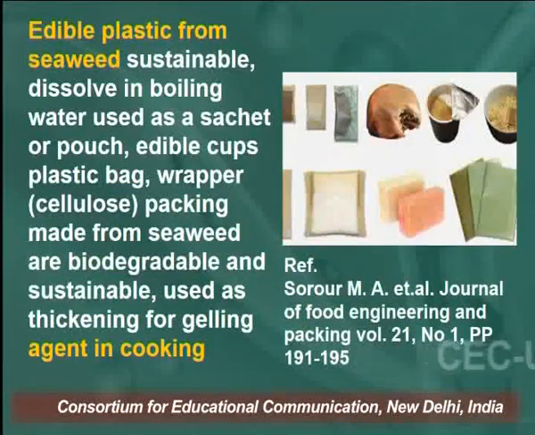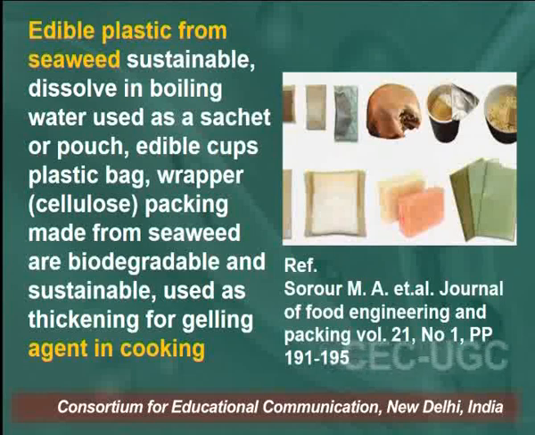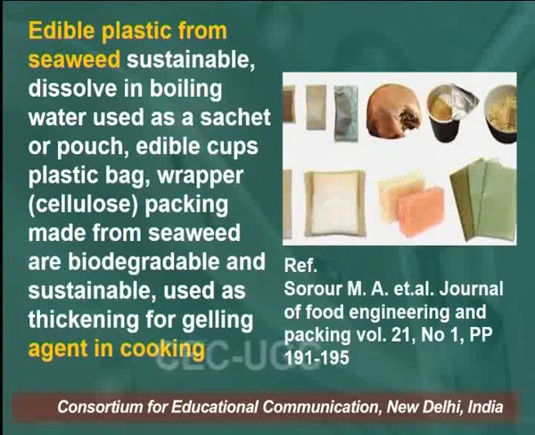Learners, the bioplastic we can obtain from seaweed is an edible, sustainable plastic, dissolved in boiling water, used as sachets or pouches, edible cups, plastic bags, wrappers, made up of cellulose. Packaging made from seaweed is biodegradable and sustainable, and it is also used as a thickening or gelling agent in cooking. So this is the reference, you can go through the reference and know more.